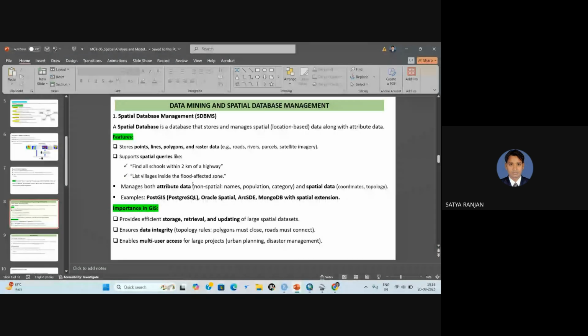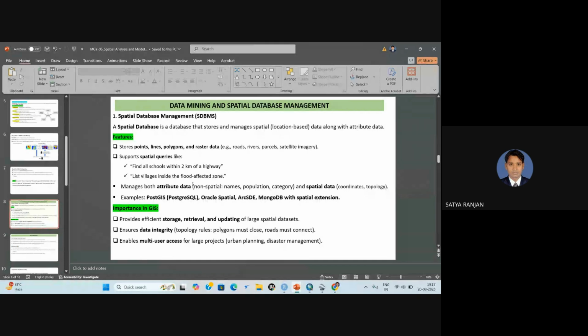So the spatial database, that is already covered. It stores and manages spatial data. Then it stores point, line, polygon, and raster data, and supports spatial queries like find all schools within 2 kilometers of a highway, list villages inside flood affected zones, and manage both attributes like name, population, and category. Examples of software are PostGIS, PostgreSQL, Oracle Spatial, ArcSDE, and MongoDB, which is also very famous nowadays for operations with spatial extensions.